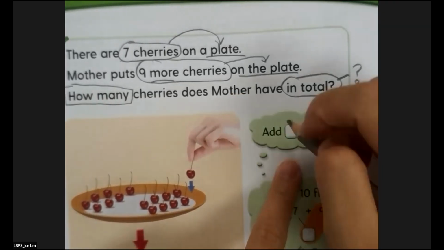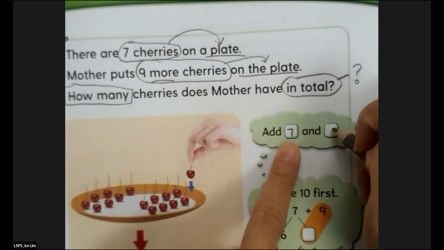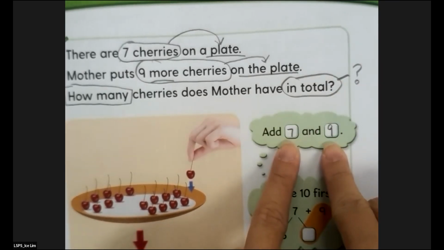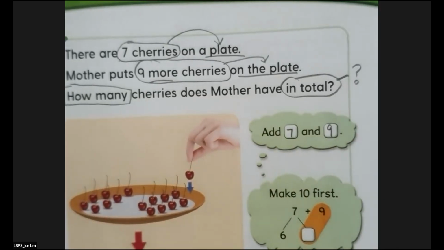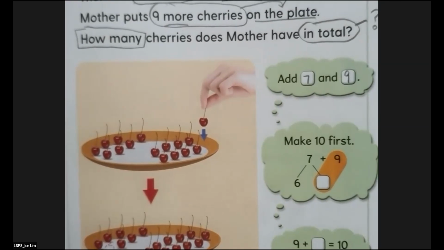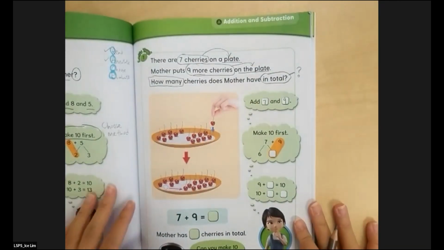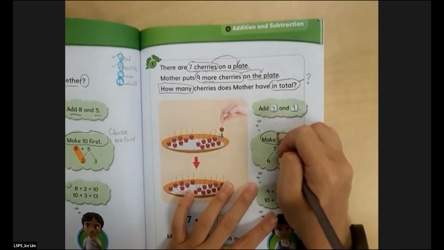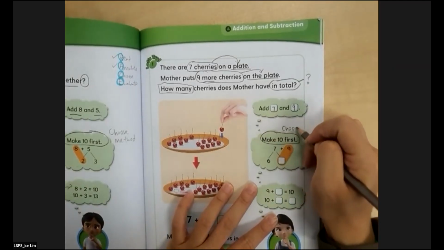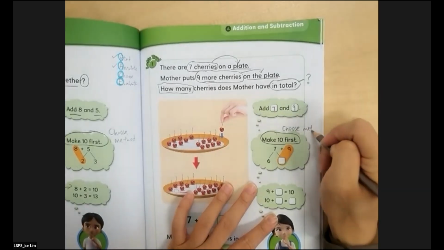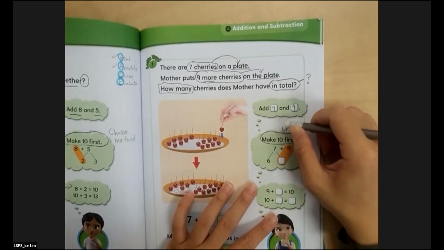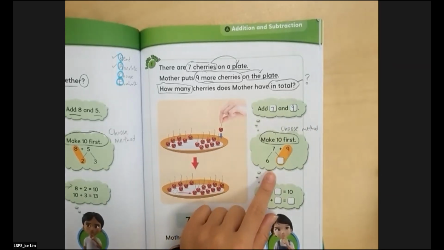Now, I'm supposed to add 7 and 9. I just wrote 7 and 9 and then put 7 and 9 into the blanks here. Take a look at the steps. It shows here in the cherry example that I can again choose the method make 10 first. I choose this method to make 10 first to solve the addition problem in this question.